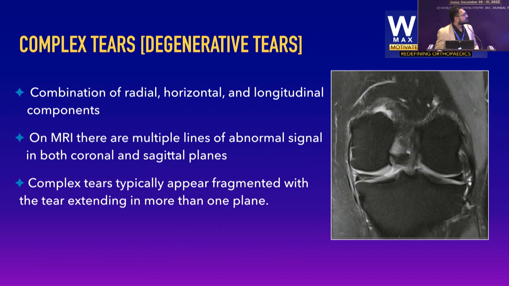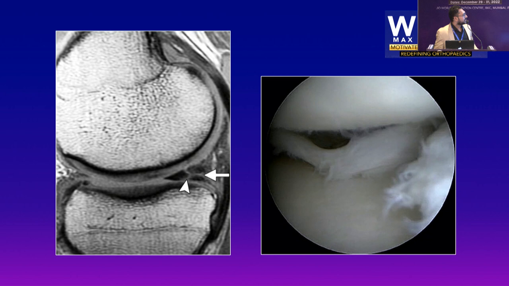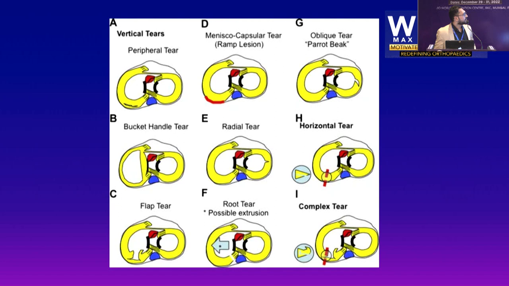Then last come the complex tears, where more than two patterns are involved, such as the longitudinal tear and the radial tear. Here the appearance looks fragmented. Also you can see the arthroscopic correlation, that the meniscus is frayed and all the patterns are involved. Here you can see the bucket handle component is there, and the radial component is also there. So in short, we have seen all the meniscus patterns and tears, and how they tear.